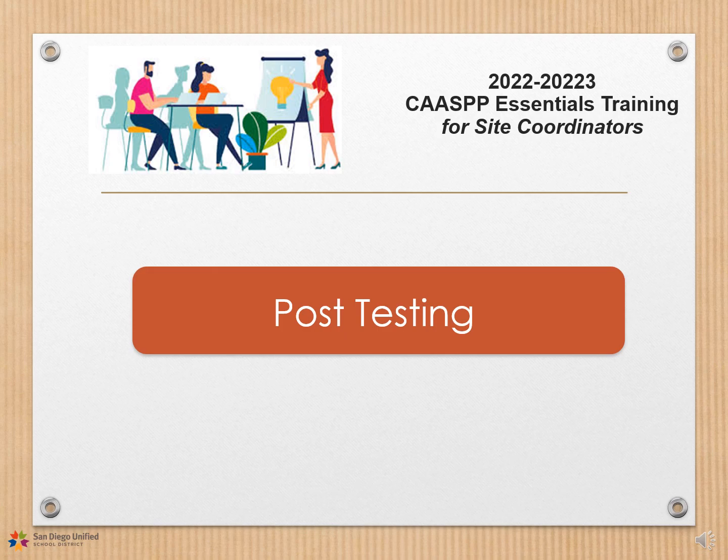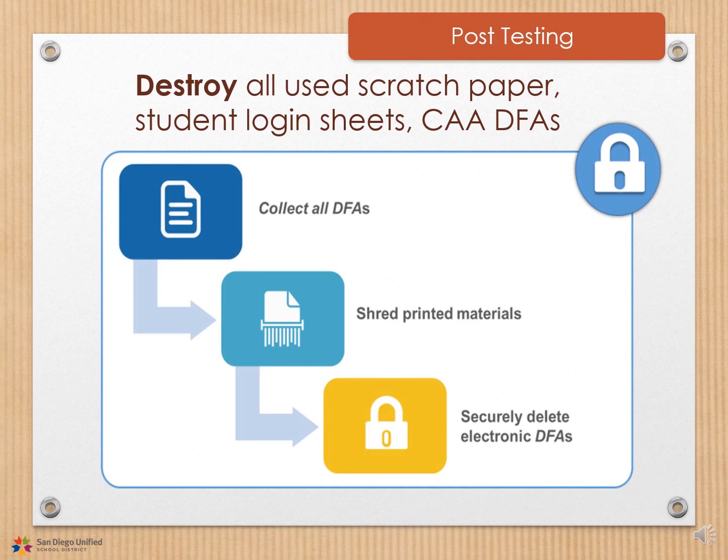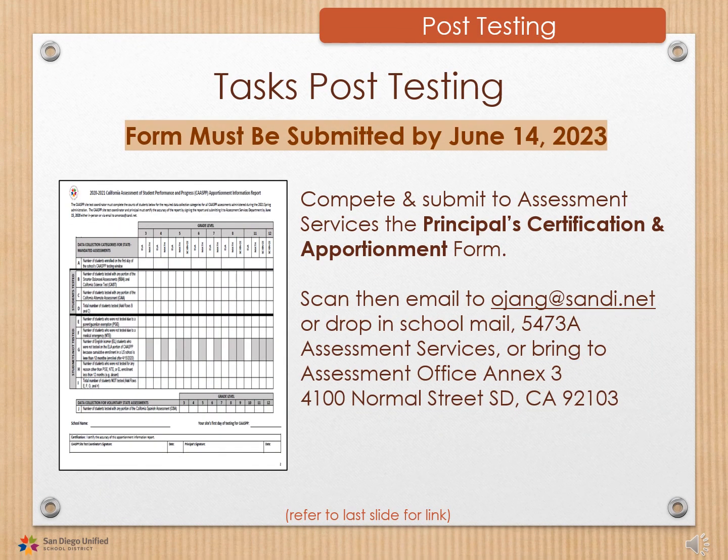What do you need to do once you've completed testing? You must destroy all used scratch paper, student login sheets, and the CAA DFAs. Please complete and submit the principal certification and apportionment form to ojang@sandy.net or drop it off in the school mail to assessment services. The forms must be submitted by June 14th, 2023.